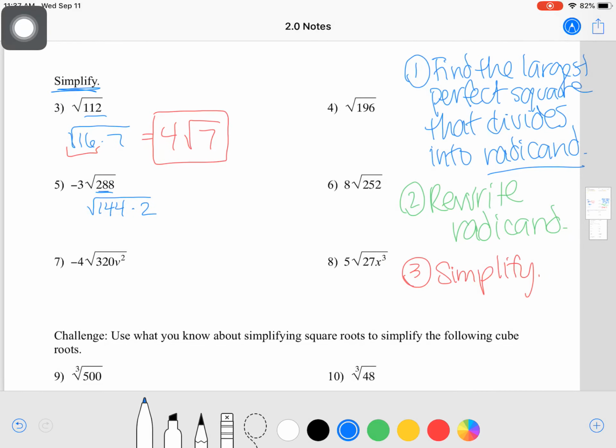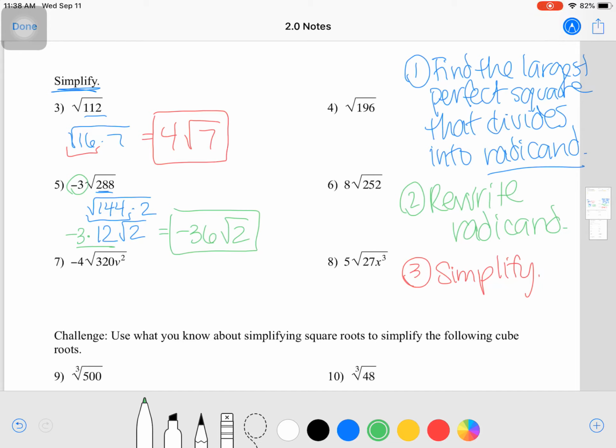Then we're going to simplify. So the square root of 144 is 12. So this is really 12 root 2. In this problem, I gave you an additional thing to deal with. We have this negative 3 that was multiplied in front of the radical. So I'm going to drop it down and it's multiplied still as well. So I can now multiply this negative 3 by the 12 and get negative 36 root 2. Done.